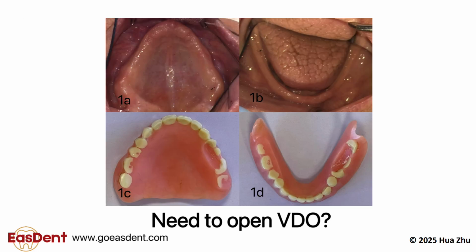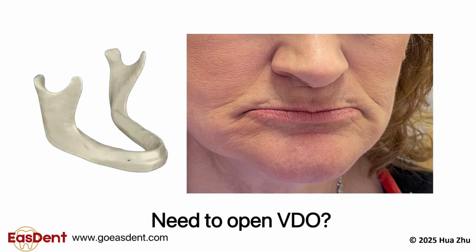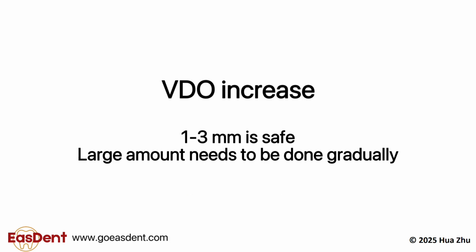If the patient's old denture has severely worn down teeth that you cannot duplicate, or there is a lot of bone loss, or if the patient has never had dentures, they may have a collapsed bite. In such cases, opening the VDO becomes necessary. Typically, 1 to 3 mm of VDO can be safely increased. However, if a larger increase is needed to reach the ideal VDO, it should be done gradually to avoid complications like TMJ discomfort or muscle fatigue.